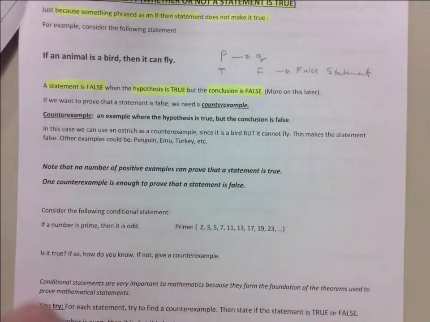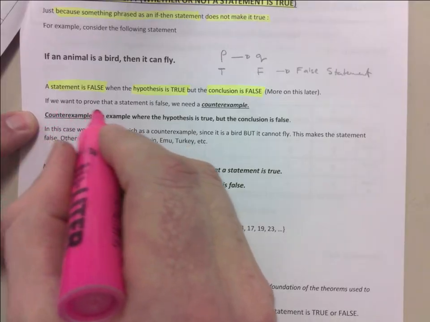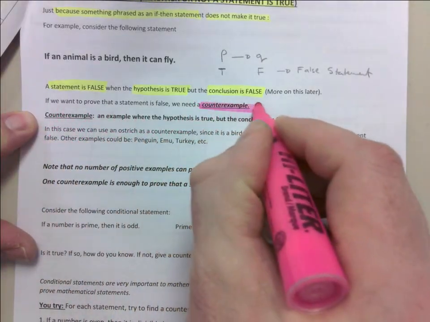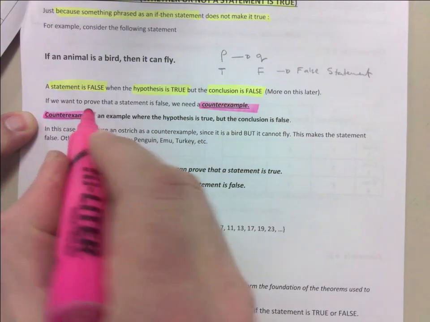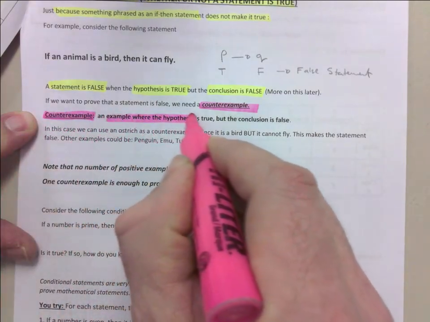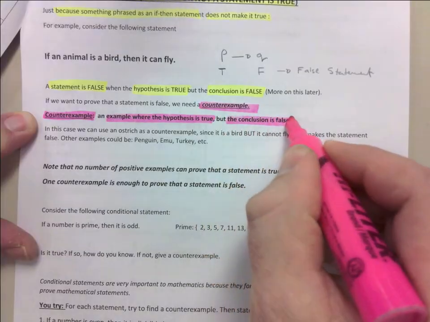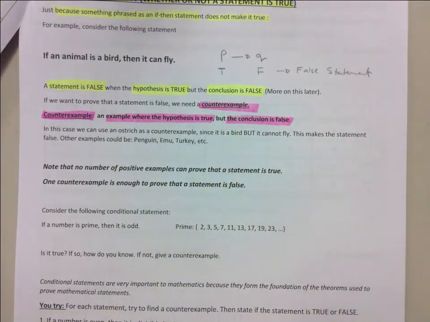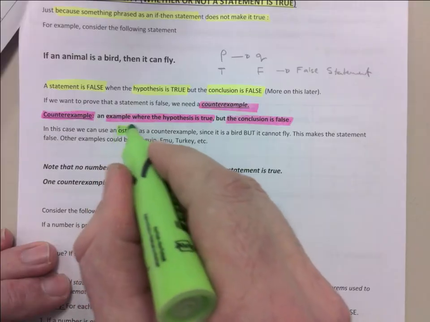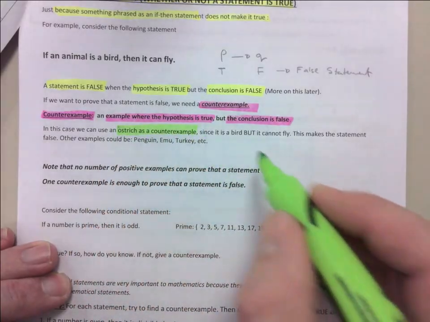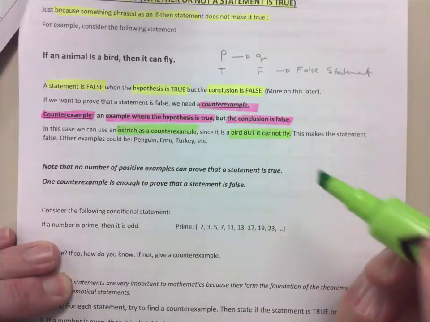Here it is again. A counterexample. To prove that a statement is false, we need a counterexample. A counterexample is an example where the hypothesis is true and the conclusion is false. Some examples here, right? Ostrich is a counterexample. It is a bird, but it cannot fly.